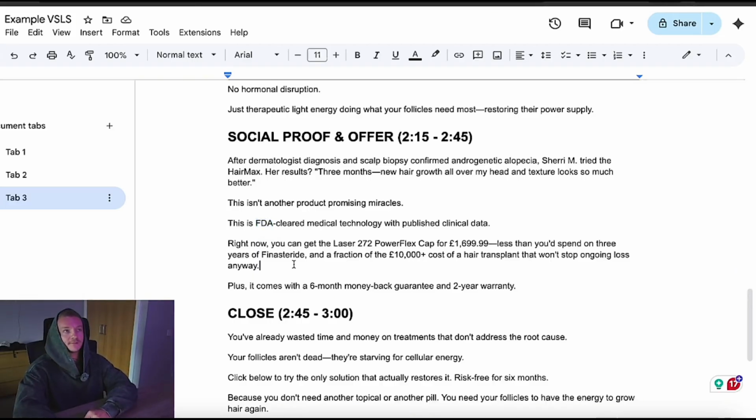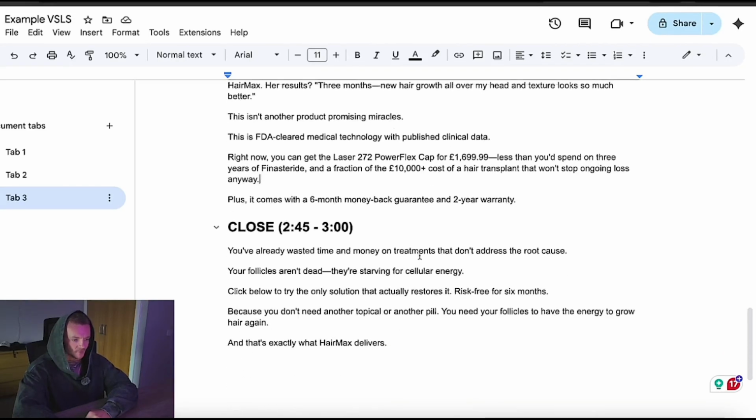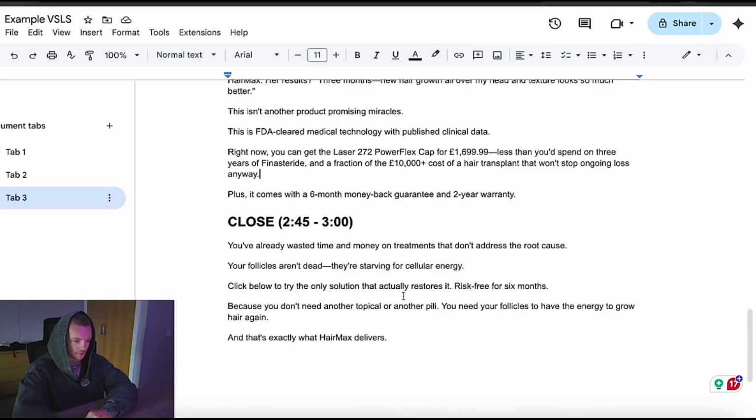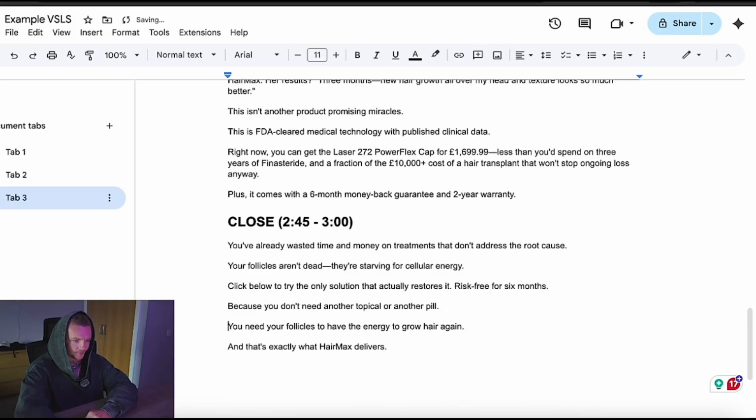This is the thing with Meta compliance as well. Sometimes you could write an absolutely diabolical VSL and it gets approved, and then sometimes you get one that's really soft and that gets rejected. But you kind of learn after getting more ads approved and rejected what it likes and what it doesn't like.